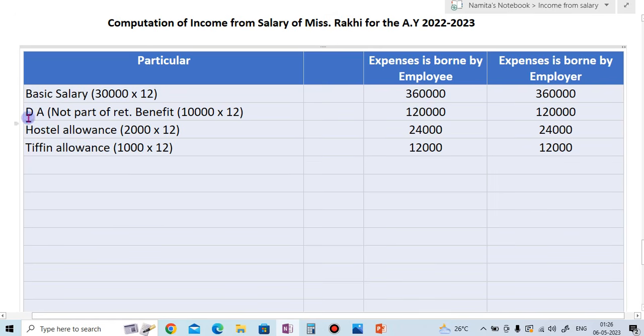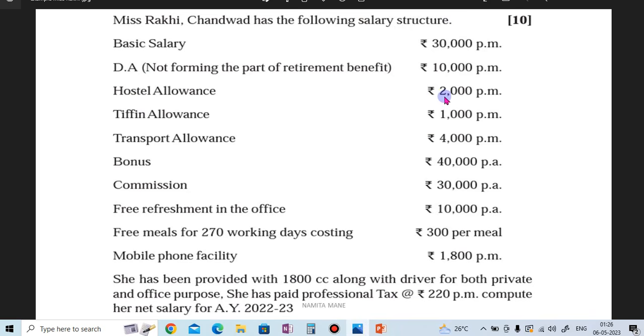Clear? I hope, students, you have understood till this much. Okay. So hostel allowance 2,000 multiplied by 12. We noted that down. Tiffin allowance 1,000 multiplied by 12, 12,000. Next is transport allowance, 4,000 per month. So this is also fully taxable.